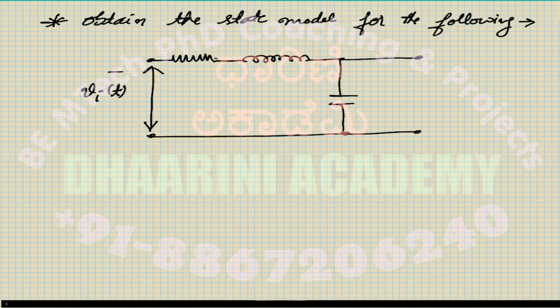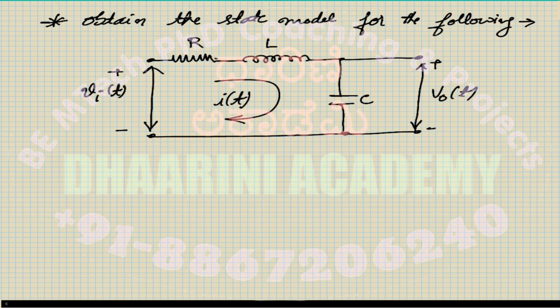The input voltage is Vi of t. There is a resistor R, inductor L, and a capacitor C. And the voltage across the capacitor is the output voltage of the circuit. Okay, this is V naught of t. And we assume that there is a current i of t in the given circuit.